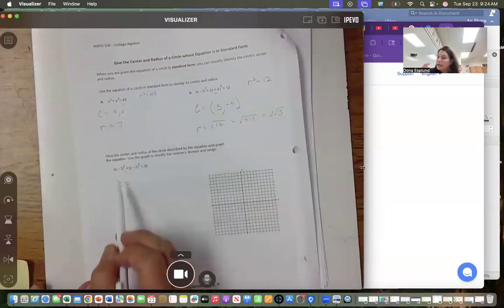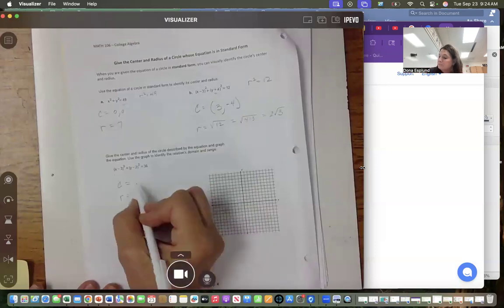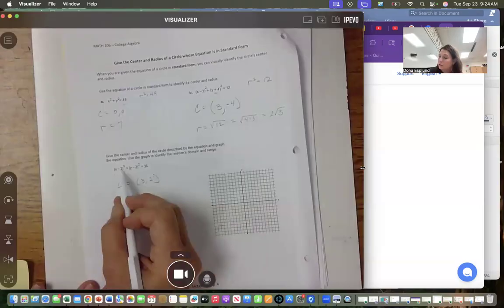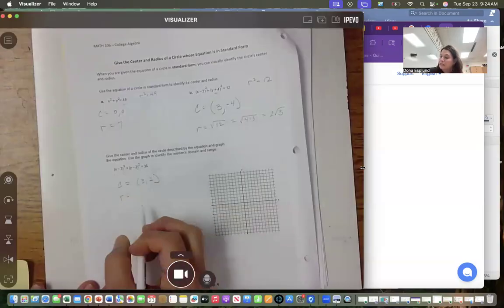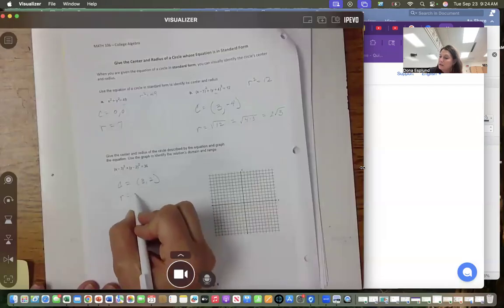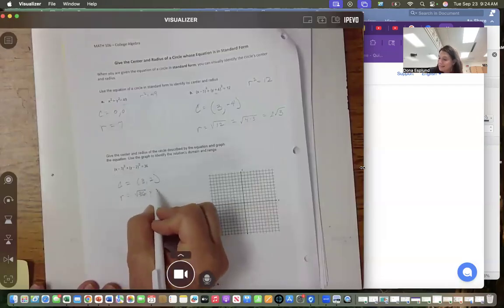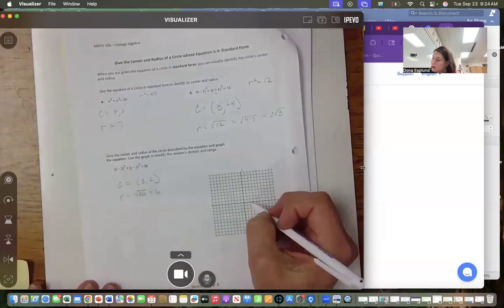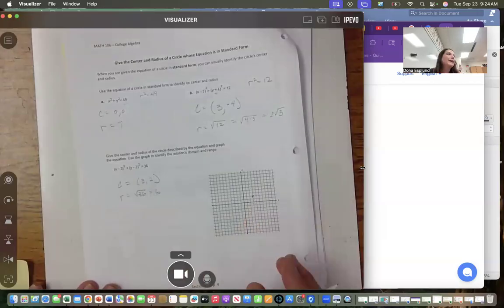So in this problem, my center is going to be at (3, 2). Both of those look like they're negative, so they're going to make them positive. And then my radius is going to be the square root of 36, which is 6. So what you'll do is start by graphing 1, 2, 3 and come up 2. And then I'd like you to go in 4 directions, the radius.